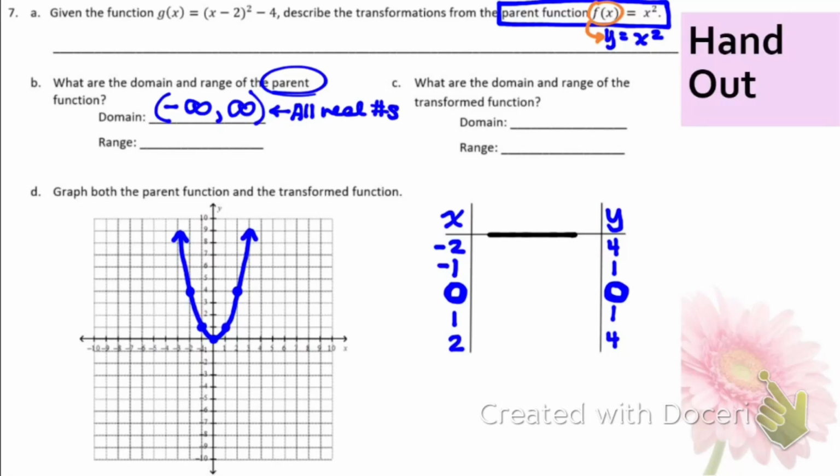You can put the R, yes. A lot of times you'll see this notation on the homework. This is what it's going to look like, but it means the same thing as all real numbers.